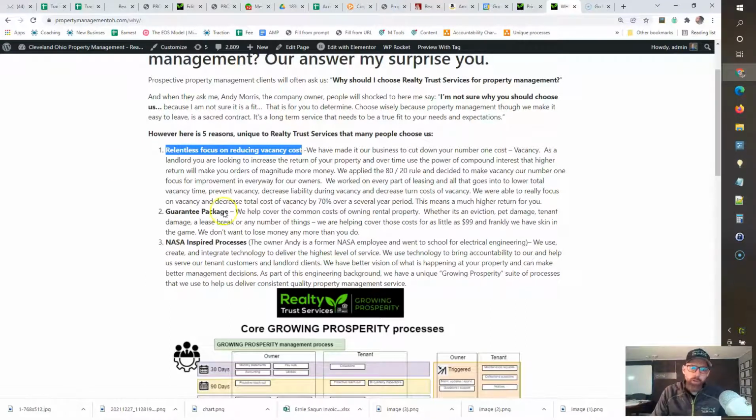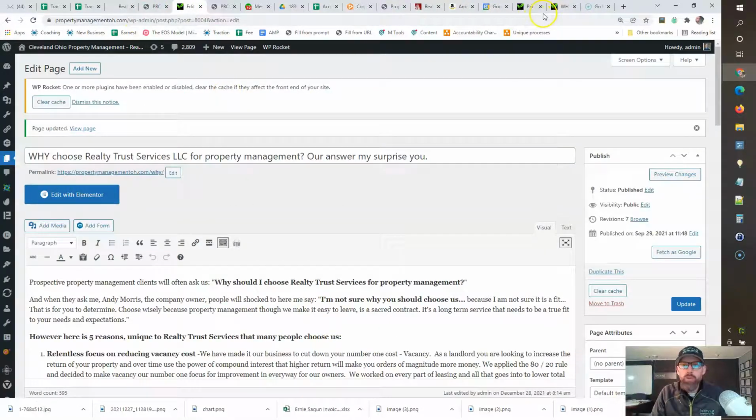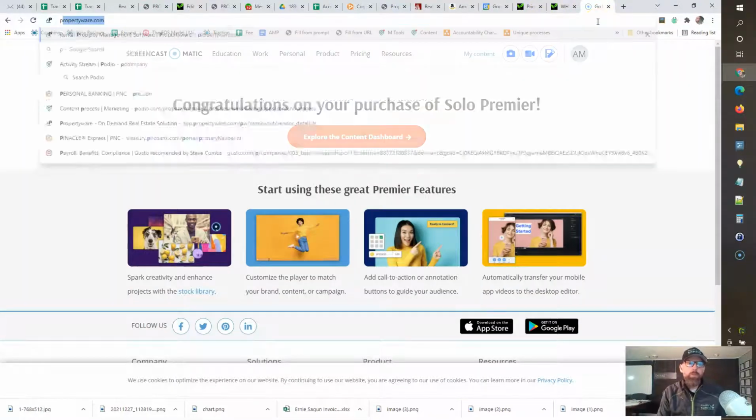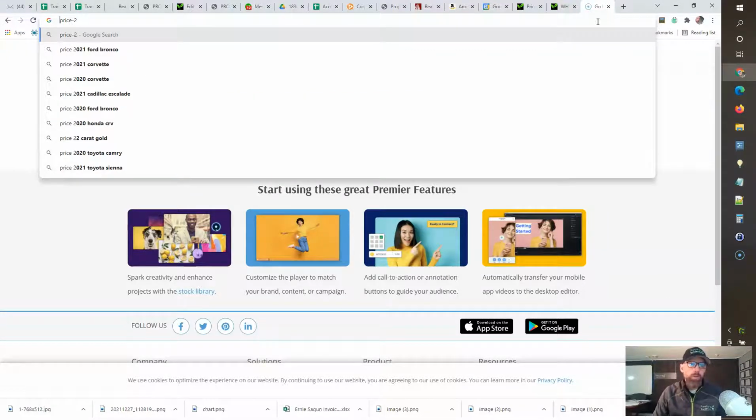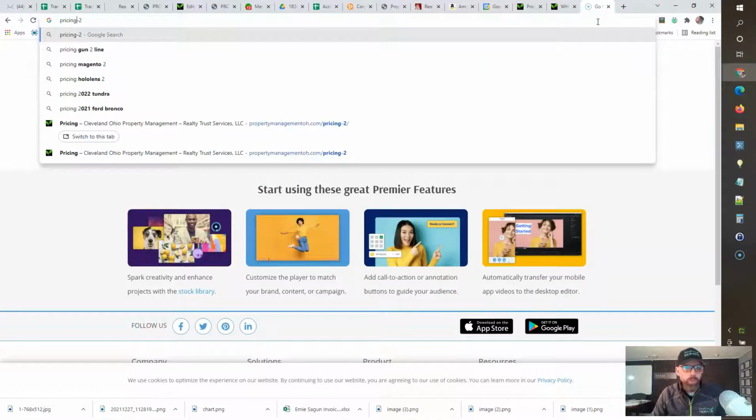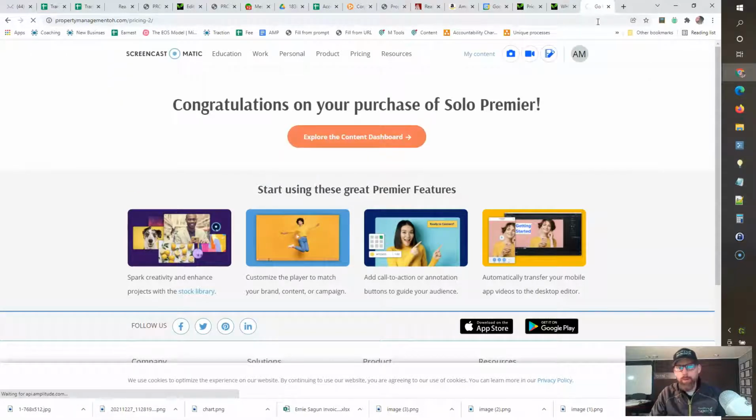The guarantee package. Now, it's important for you to know the guarantee package, not just if an owner asks you about it. The guarantee package, by the way, is found on the pricing page. We have a new pricing page that's not quite done yet, so I'm going to that now, but by the time you watch this, there's a good chance that you will have seen it.